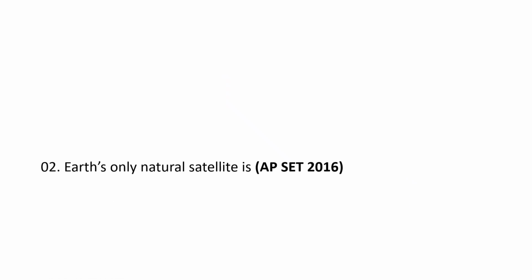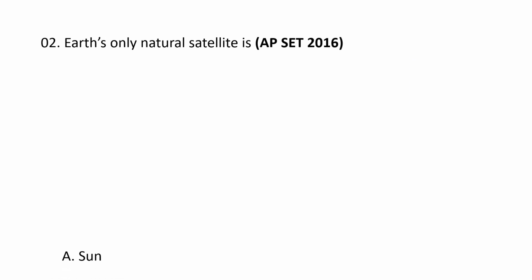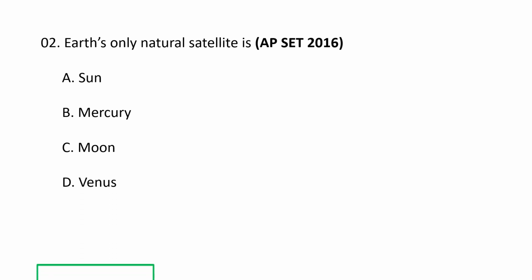Next question. Earth's only natural satellite is, very simple question, A. Sun, B. Mercury, C. Moon, D. Venus. Earth's only natural satellite is Moon. C is the correct option.